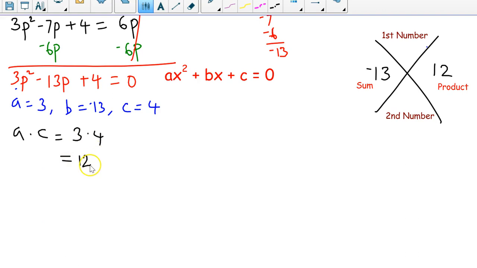Remember, you got this 12 by multiplying A with the C. 3 times 4, that is 12, and negative 13 is the value of B, that is the sum of the two numbers. This B is negative 13, that goes here always. Now, what are the two numbers? Here it's a kind of case where the product is 1 less than the sum.